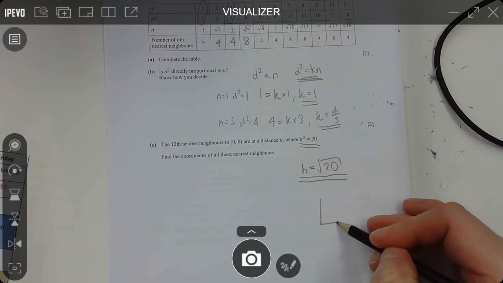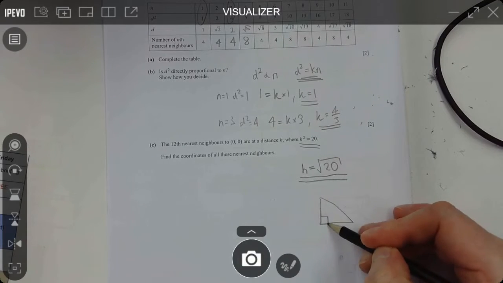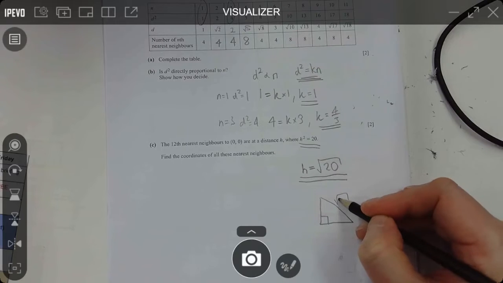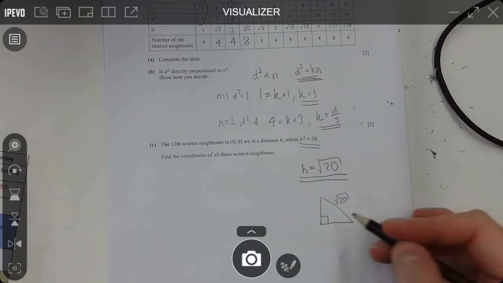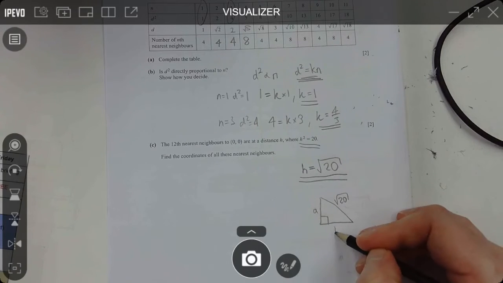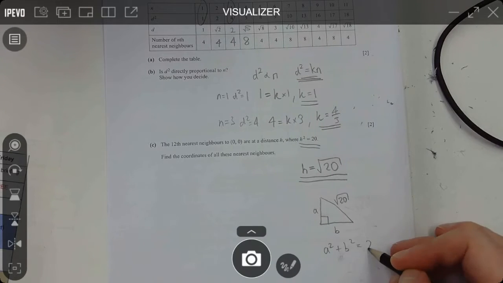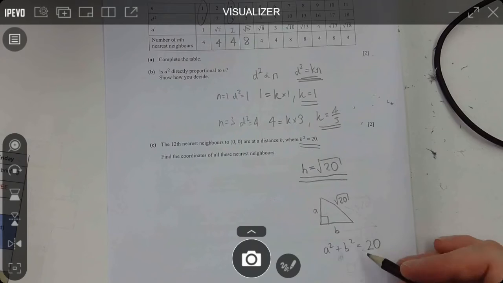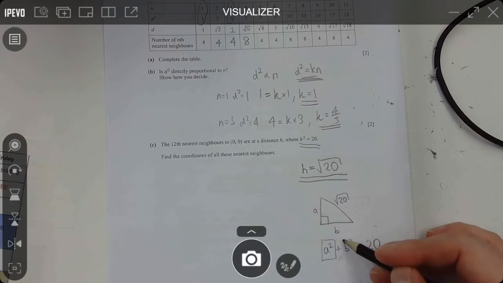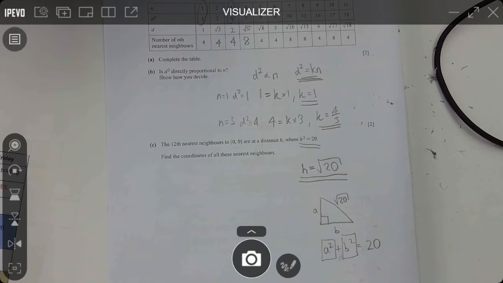Well, we're finding the distance between these 2 points. So using Pythagoras' theorem, that distance would be root 20. And say we're looking at these 2 lengths here. We know that a squared plus b squared is equal to root 20 squared, which is 20. So you've got basically 2 square numbers that must add up to 20. So we've got to look for square numbers. So something squared plus something squared.